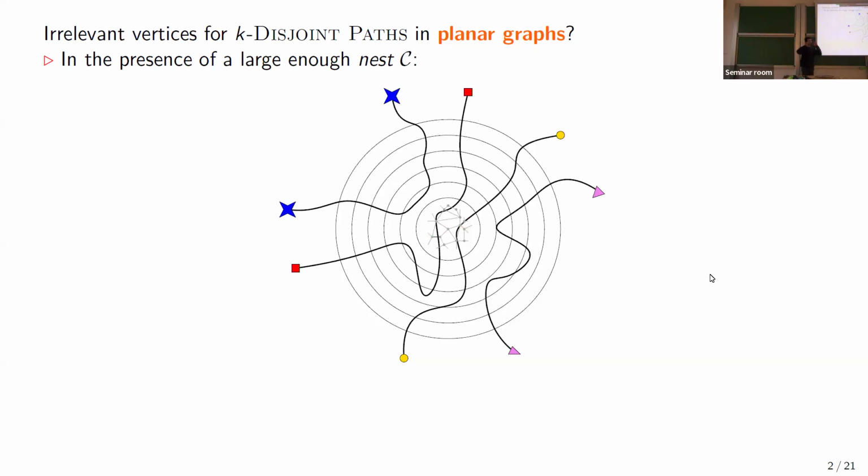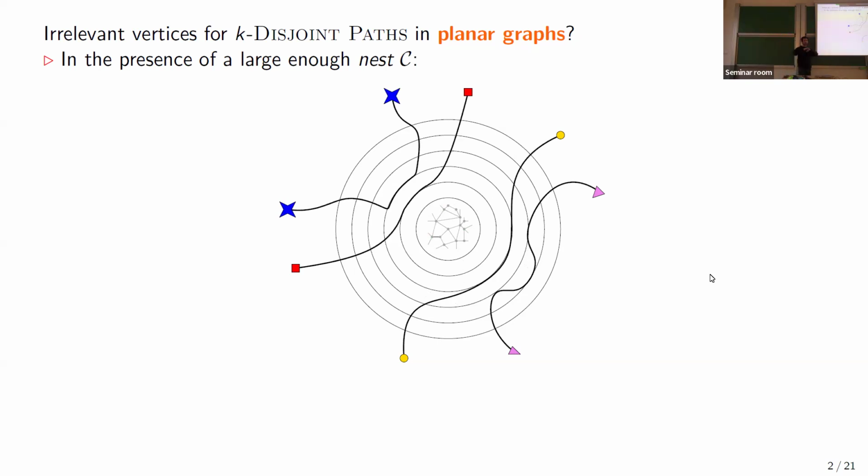So what happens if I have such a nest? I can imagine a solution for my problem, some collection of paths, and the infrastructure of this nest allows me to reroute the paths and avoid the interior. In fact, the vertices that are in the interior have nothing to do with the existence of solutions, so I can easily throw them away. This is safe, so I simplify my graph, and I continue.